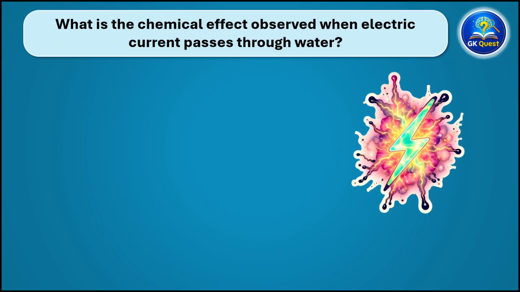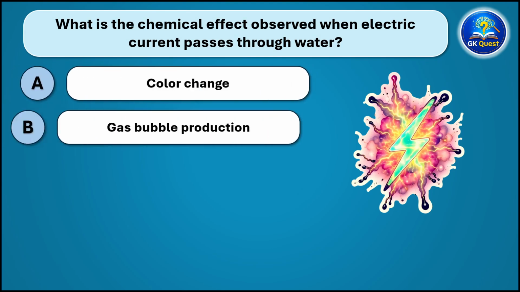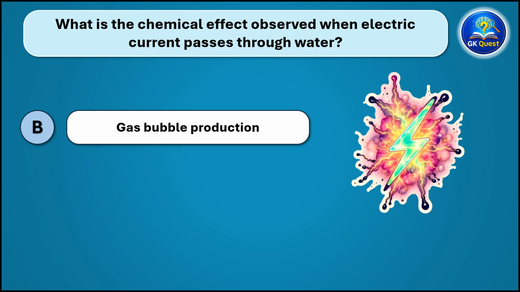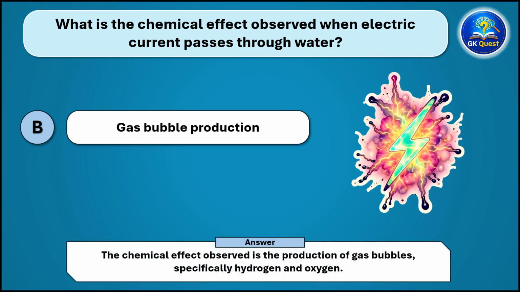What is the chemical effect observed when electric current passes through water? And the correct answer is the chemical effect observed is the production of gas bubbles, specifically hydrogen and oxygen.